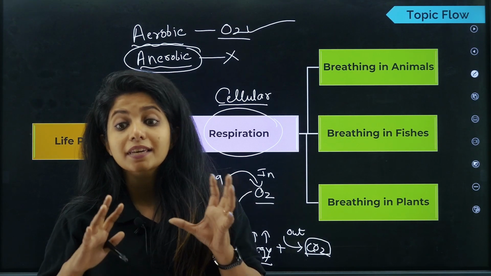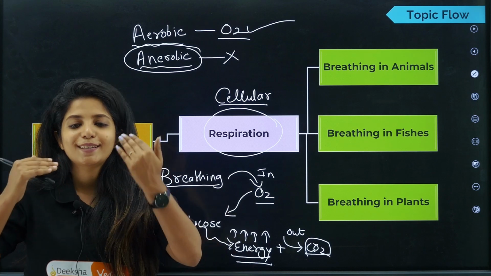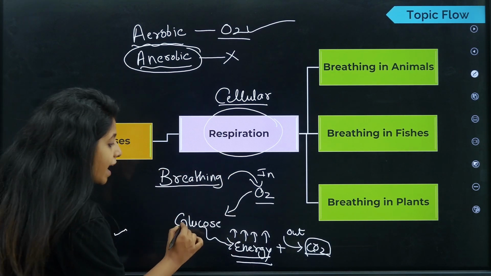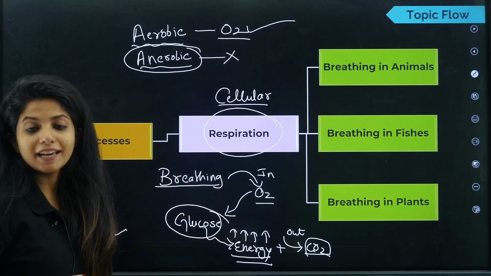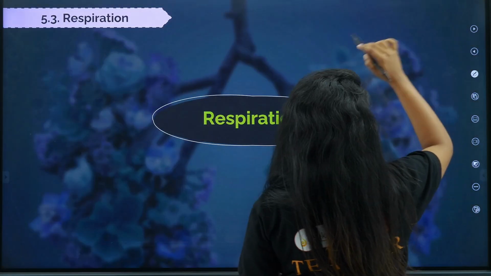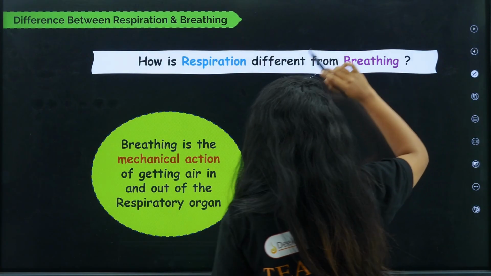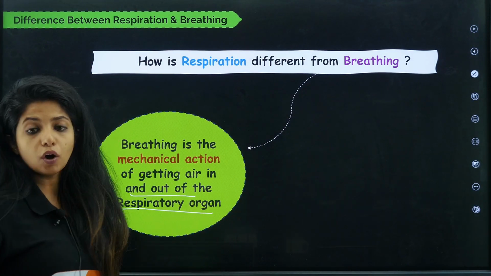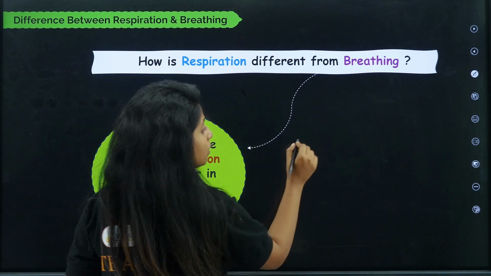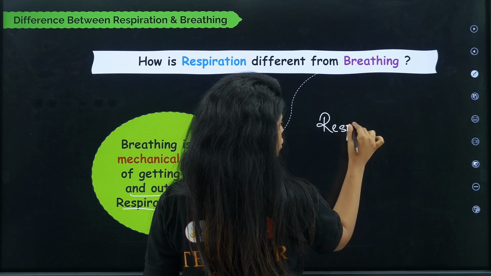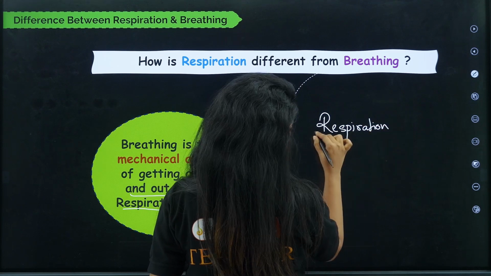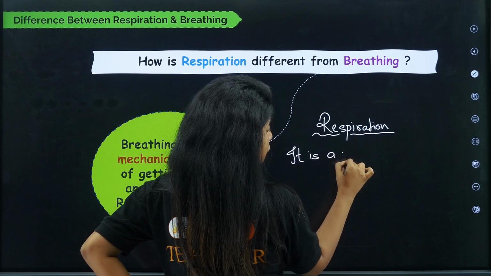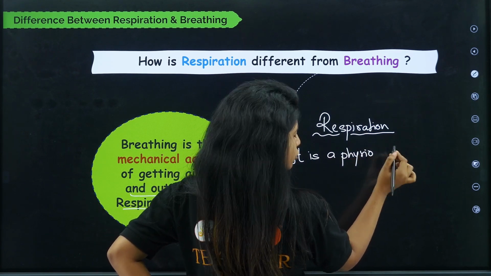Breathing is a mechanical process of inhalation and exhalation, which I would definitely need in the process of cellular respiration, where food is broken down to give me energy. So if I want to define both things, I can define it like this. Breathing is a mechanical action of getting air in and out of the respiratory organ, that is our lungs. Now what do you mean by respiration? How can you define respiration, my dear children? You can say that it is a physiochemical process or physiological process, either way.